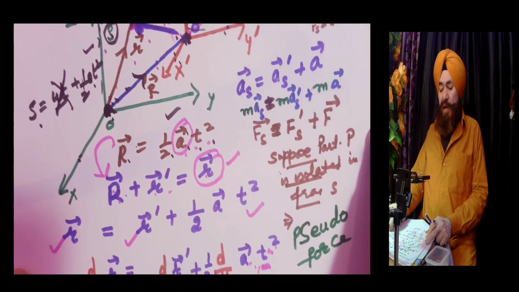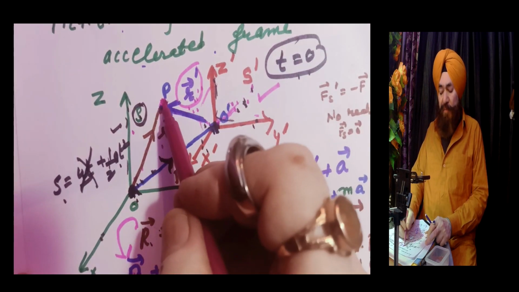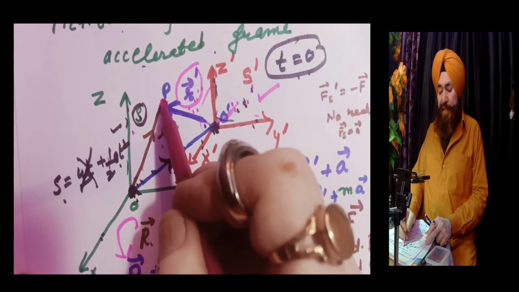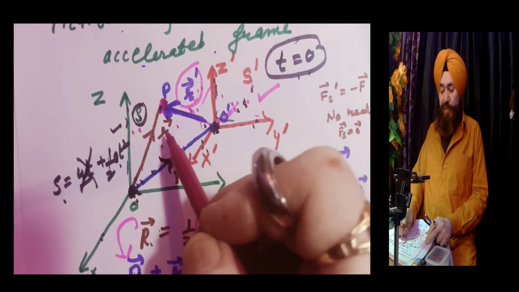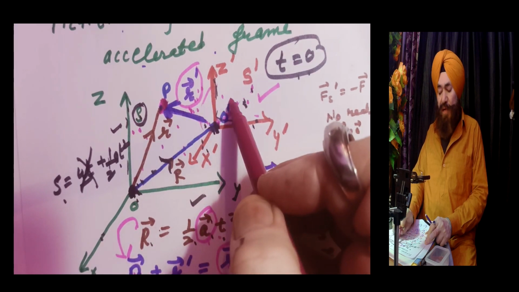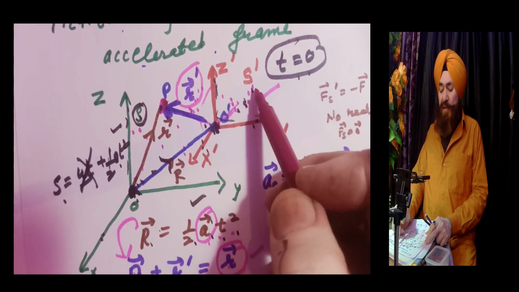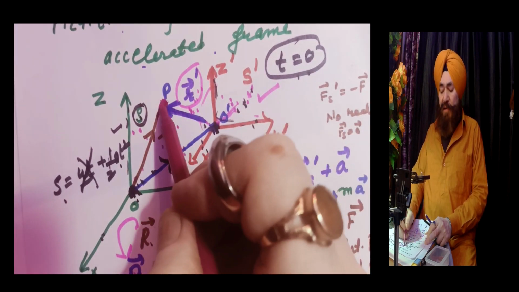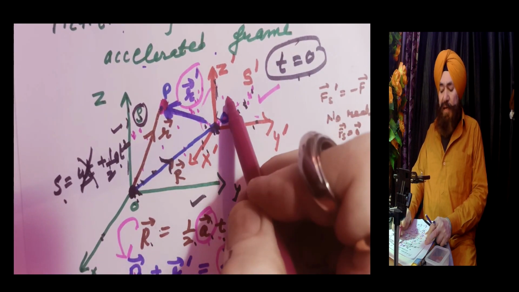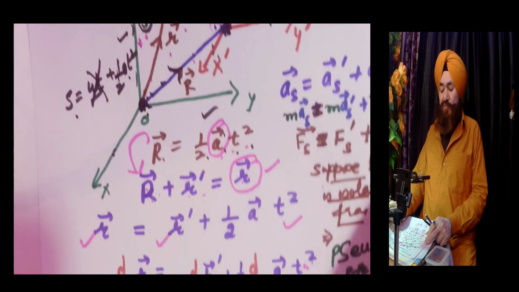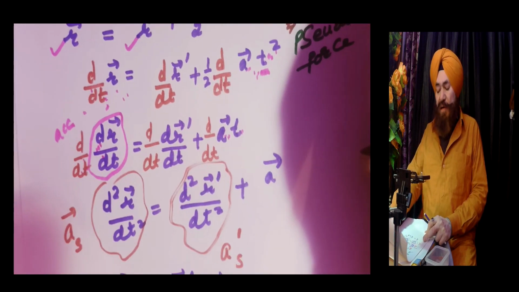Now we have to find, because I am saying the particle is also in acceleration with respect to S and with respect to S dash, what is the relation between the three accelerations? One, the frame itself accelerating, particle accelerating with respect to S, particle accelerating with respect to S dash. And that relation is, we are coming to that.